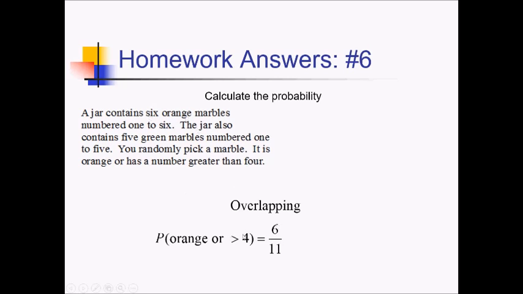And then for greater than 4 marbles, that's split up between the 2 different colors. So we have 6 orange marbles. Marbles number 5 and 6 orange count in this category of greater than 4. And of our 5 green marbles, we just have one of them that's greater than 4, and that's marble number 5, green 5. So 2 orange, 1 green, that's a total of 3 out of 11 that have a number that's greater than 4.